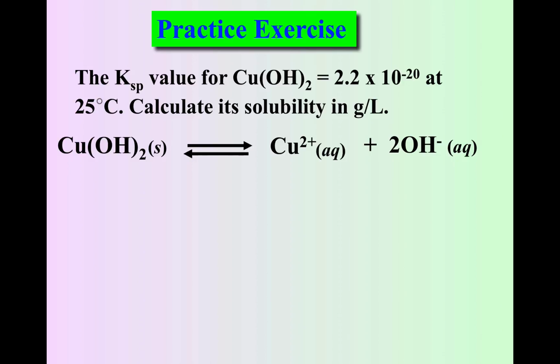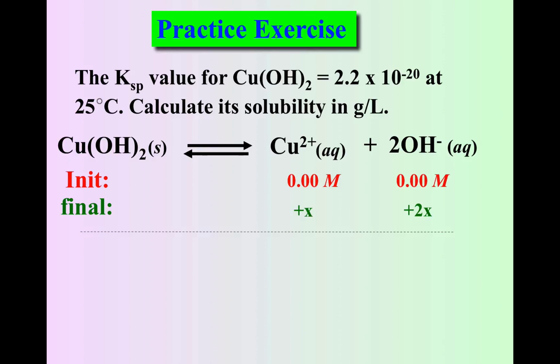The Ksp value for copper hydroxide is 2.2 times 10 to the minus 20 at 25 degrees Celsius. Calculate the solubility in terms of grams per liter. All right, so this is just an extra step. For every X amount of copper hydroxide I lose, I'm making X amount of copper ion and 2X amount of hydroxide ion. So this is an important point, right?